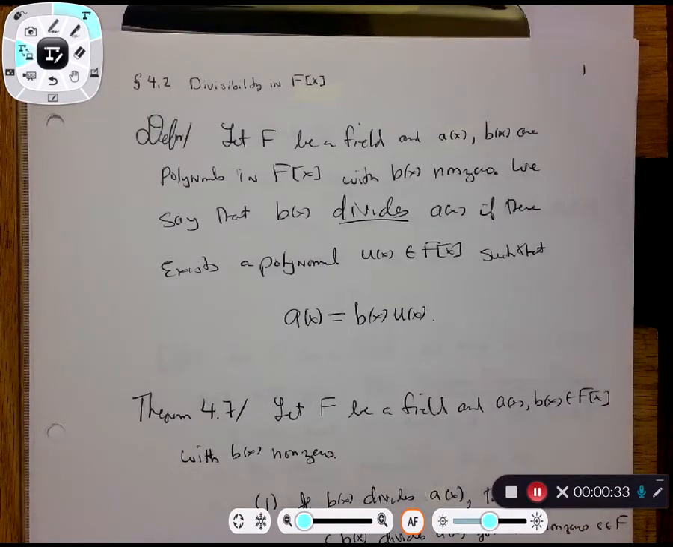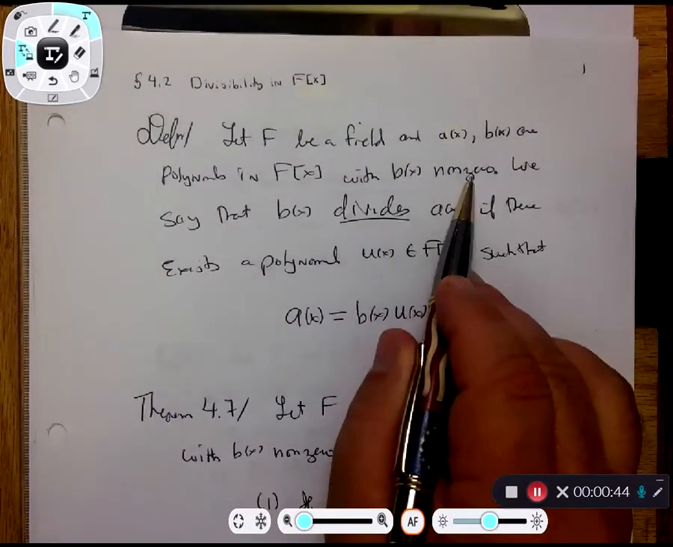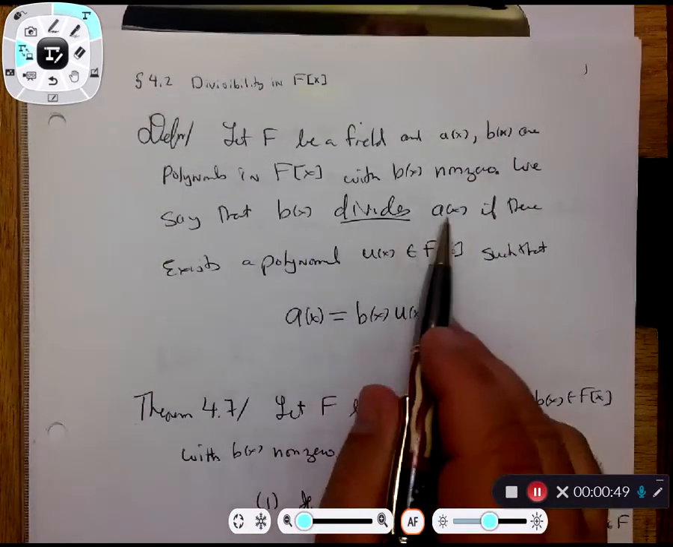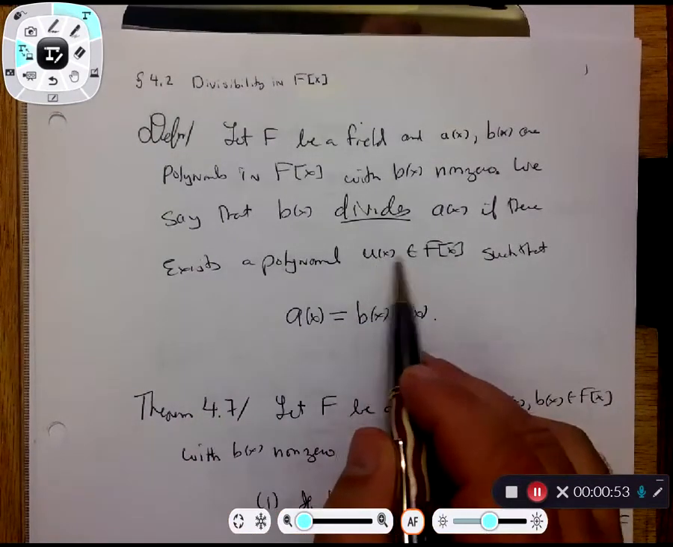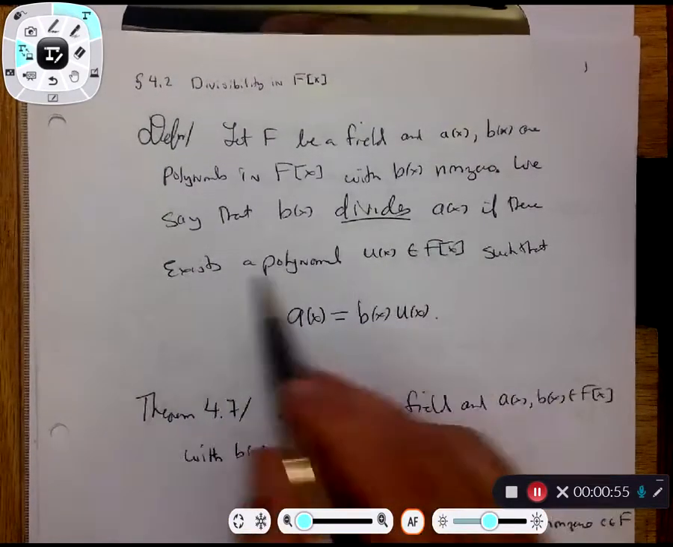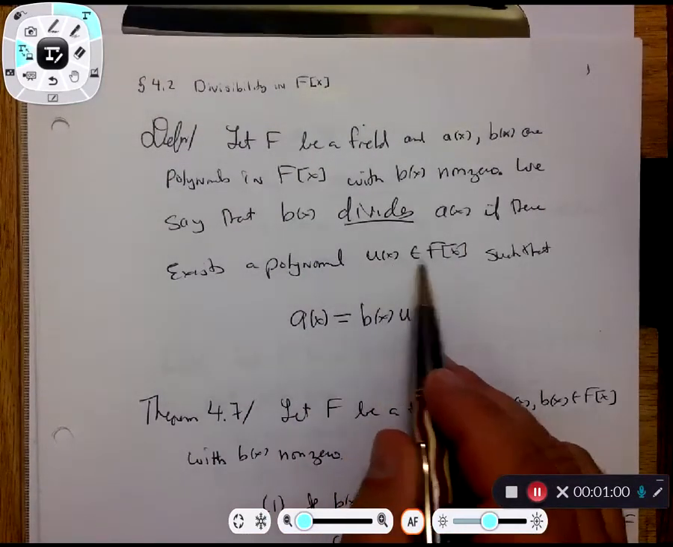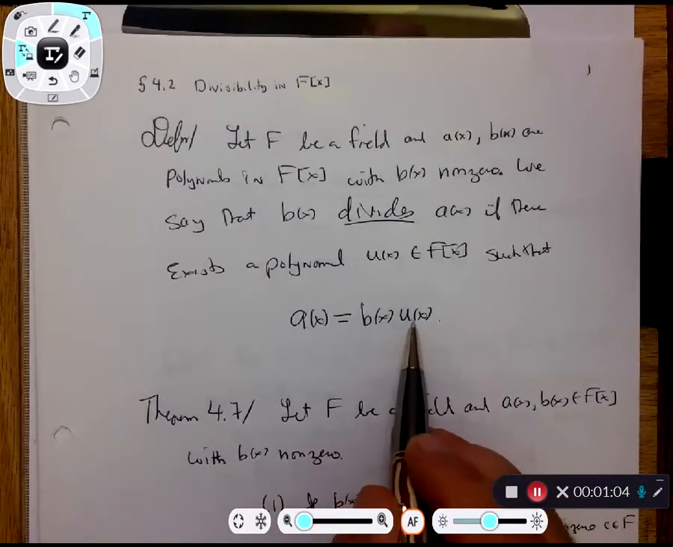So, definition. Let F be a field, and a(x) and b(x) polynomials in F adjoined x, with b(x) a non-zero polynomial. We say that b(x) divides a(x) if there exists a polynomial u(x), an element of F adjoined x, and that's how you would write it up, such that a(x) is equal to b(x) times u(x).